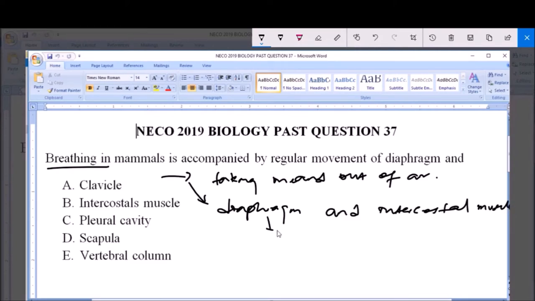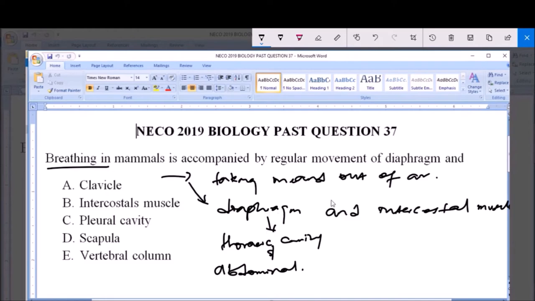Now, the diaphragm is a muscle that is found between the thoracic cavity and abdominal cavity. During inspiration, the diaphragm flattens to allow the lungs to occupy more air, and during expiration, the diaphragm returns to its normal shape, its dome shape, so that it can push air out of the lungs.